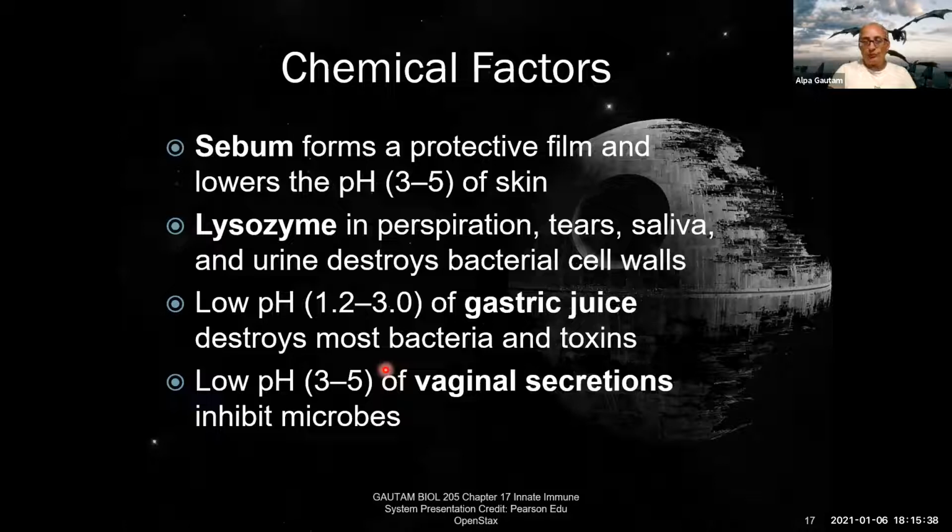Gastrojuices, so gastric secretions. So these are secretions within the stomach and throughout the small and large intestine. So within the stomach, the secretions are very acidic. Hydrochloric acid, pH is 1.2 to 3.0, so very low. And then pH in the intestines are higher pH, about 8 to 9 pH. So that also prevents colonization of bacteria and yeast.